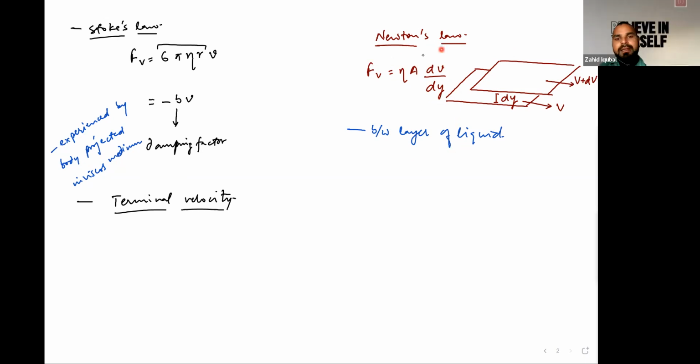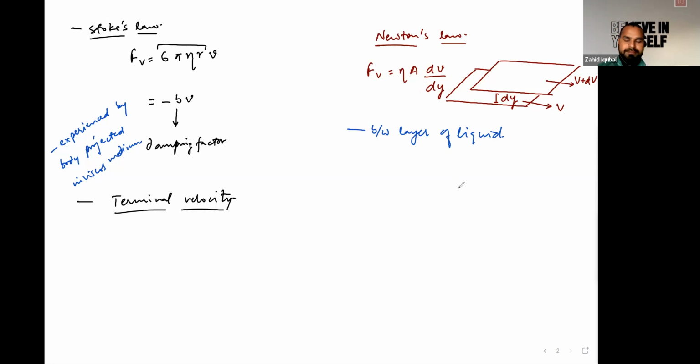So Newton defined viscous force between layers of liquid, and according to Stokes, it is experienced by a body projected in that viscous medium. So both are viscous force, but for a different body and for layers of liquid.